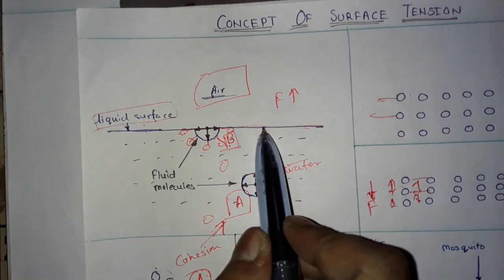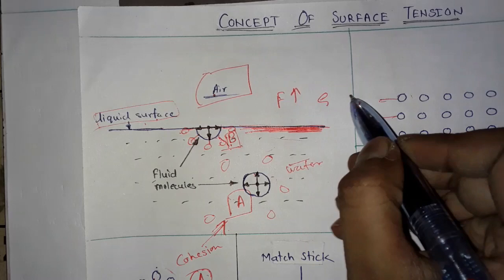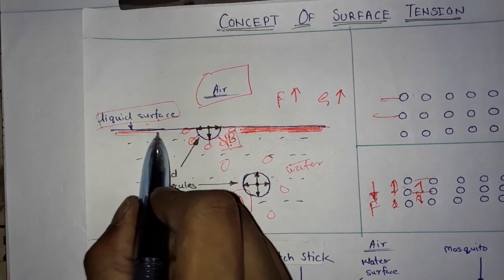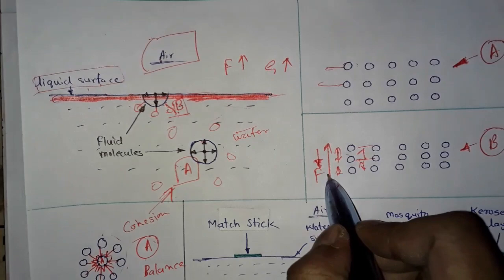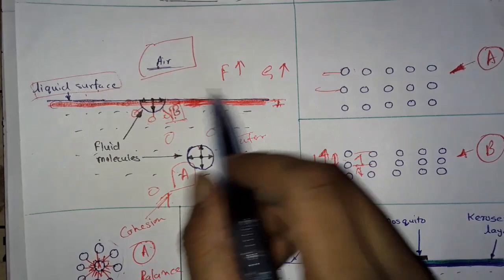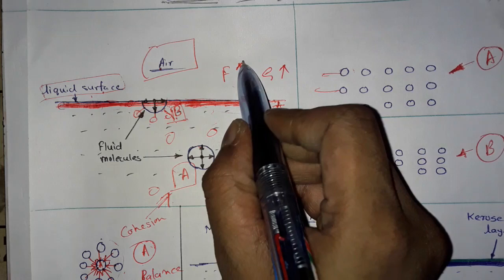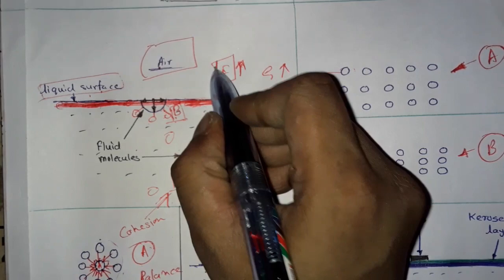Because of this, friends, density is a little increased here. Suppose this is the increased density and this shrunk part is here at the liquid surface, where force is increased and density is slightly increased. This increased force causes surface tension at the surface of the liquid.